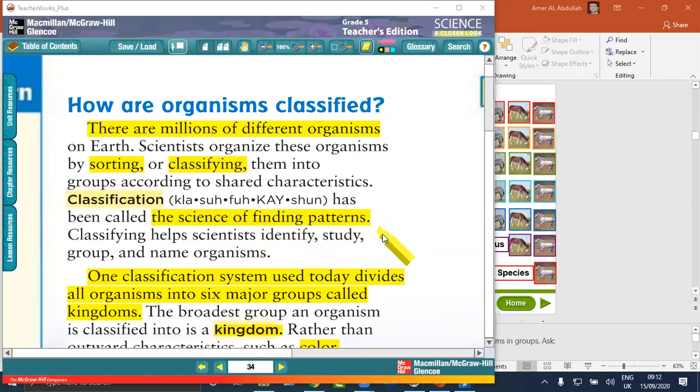Yes, continue, Charvel. Classifying helps scientists identify, study, group, and name organisms. Okay, stop, please. If I ask you, fill in the blanks: classifying helps scientists, one, identify, two, study, group, and name organisms. These are the advantages of classification.